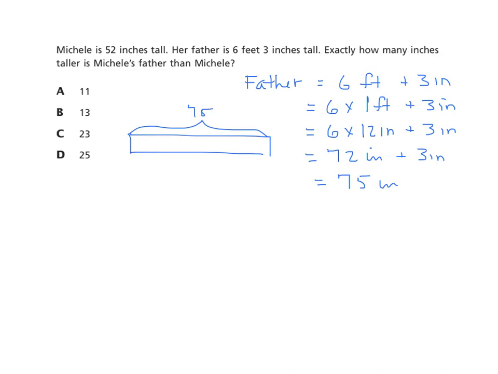We know that Michelle is 52 inches. We want to find out how much taller he is. So we simply take the whole, 75 inches, subtract Michelle's 52 inches, and we get 23.